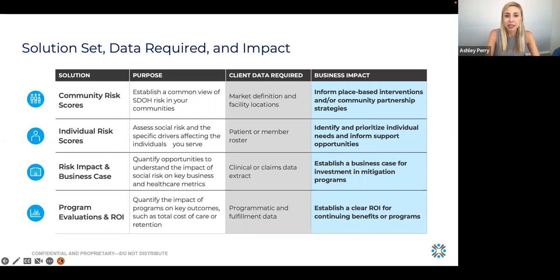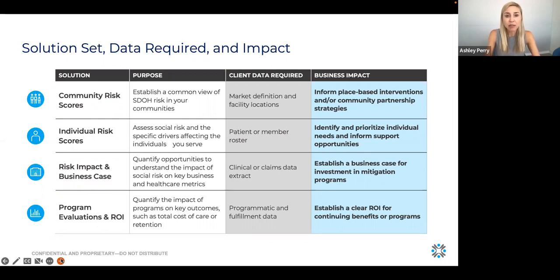In addition, with just a patient or member roster, we're able to generate those individual level social risk factor scores across our 5 domains. So we don't need any more information than that member roster to be able to generate those scores and give you a consistent view of risk across your full population. That helps you, as I mentioned, both identify and prioritize individual members as well as cohorts of members that would benefit most from social care interventions and support.